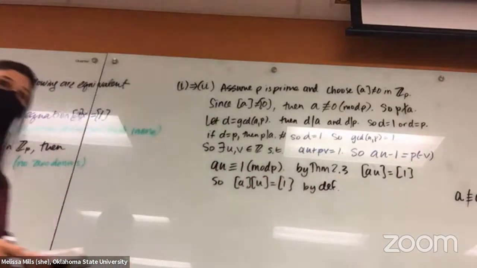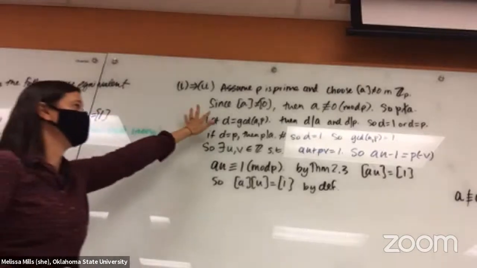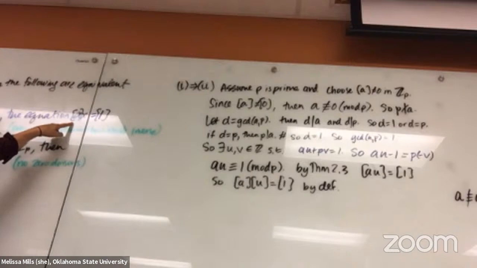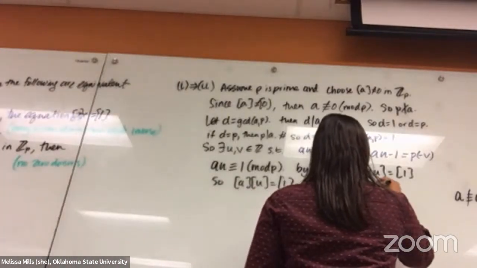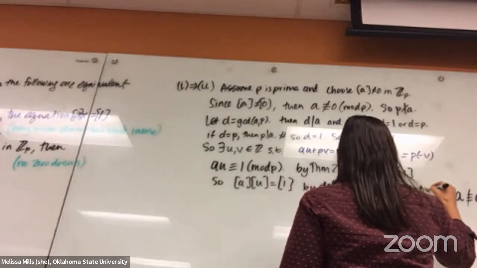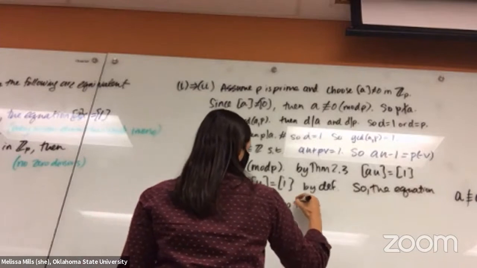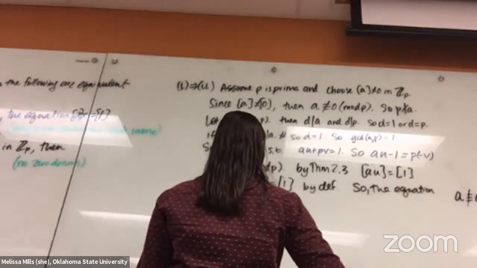So what have I done? Did I finish? Okay, what I'm trying to show is that any non-zero element of Z mod P. So I started with a non-zero element of Z mod P. And I need to show that this equation has a solution in Z mod P. Does this equation have a solution? What's the solution? X equals U. Yeah. So the equation A x equals 1 has the solution, okay, maybe that's not the only solution.